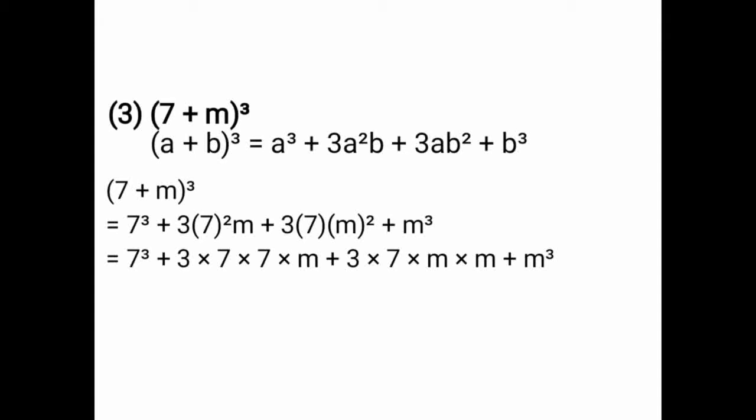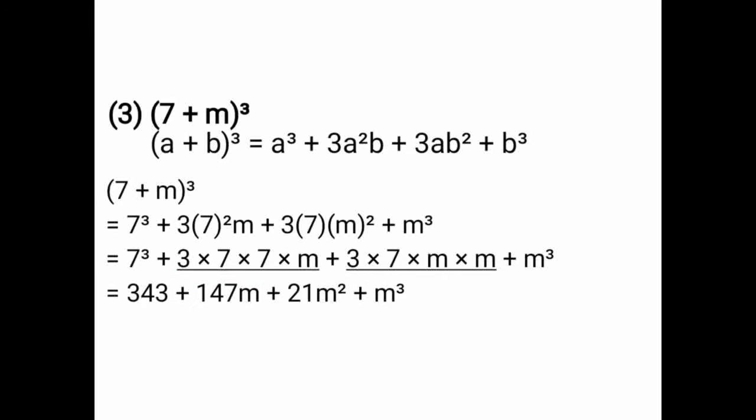Cube of the number 7 is 343. Then multiply this number. 3 sevens are 21. 21 sevens are how much? 147. 147 into m is 147m. Then multiply this part now, 3ab². 3 into 7, 3 sevens are 21. 21 into m² is 21m², plus m³. The cube of the variable remains the same. This is the final answer.